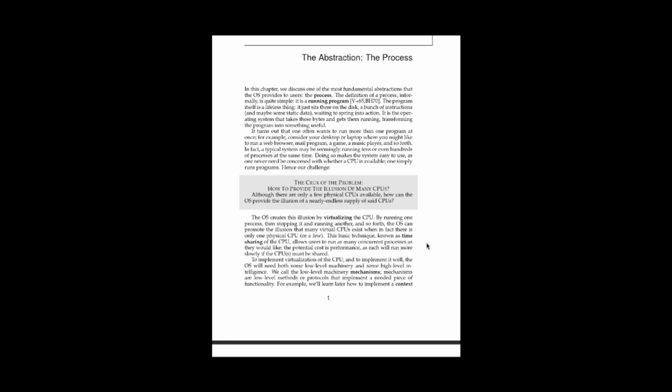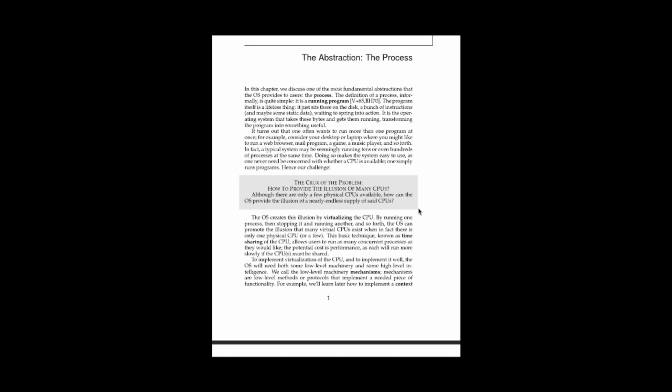Turns out that one often wants to run more than one program at once. For example, consider your desktop or laptop where you might like to run a web browser, mail program, a game, a music player, and so forth. In fact, a typical system may be seemingly running tens or even hundreds of processes at the same time. Doing so makes the system easy to use, as one never need be concerned with whether there are CPUs available. One simply runs programs. Hence our challenge, the crux of the problem: how to provide the illusion of many CPUs.